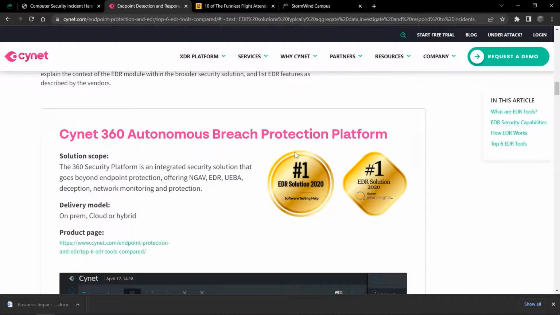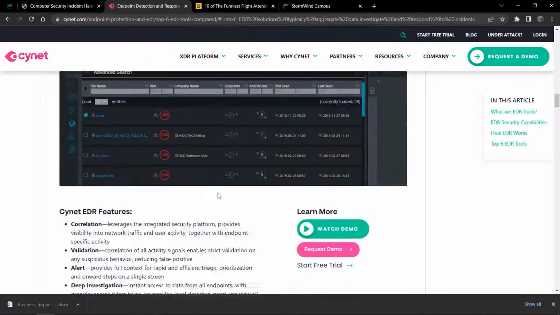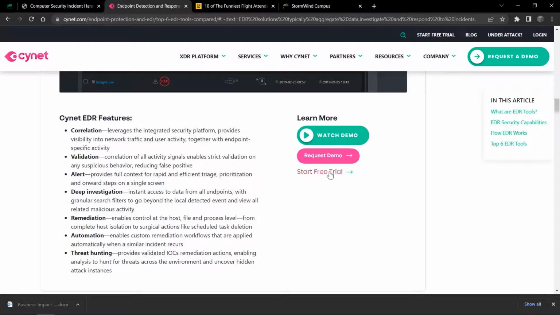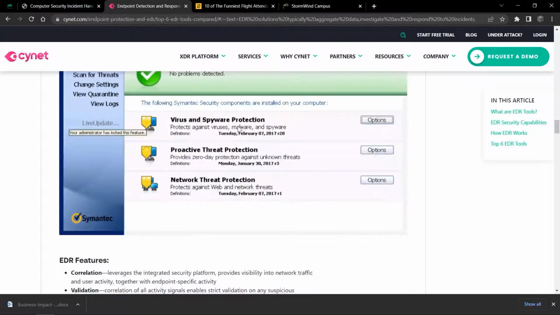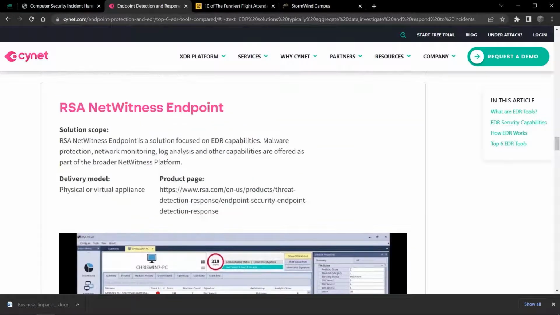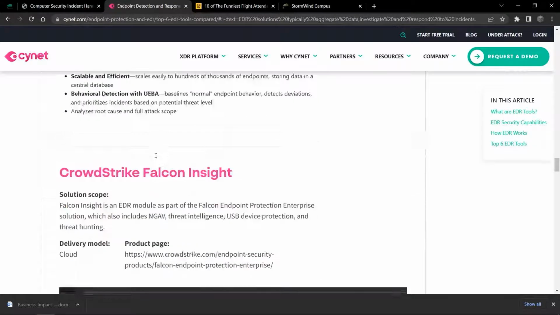Signet 360 is a tool out there, and you can see some of the features and watch a demo. You have Symantec Endpoint Protection, now classified for EDR. You have RSA NetWitness. You may already be familiar with some of these tools. But notice the term EDR: CrowdStrike. A lot of people are running CrowdStrike. That is an EDR solution.